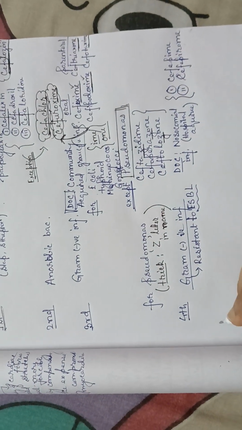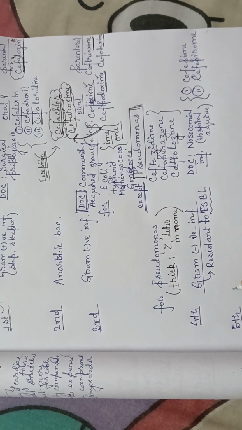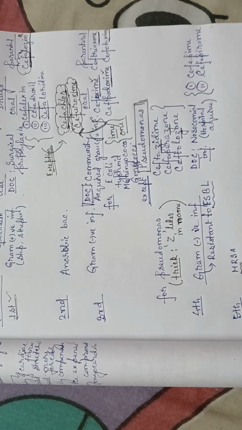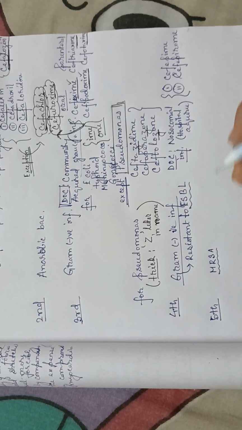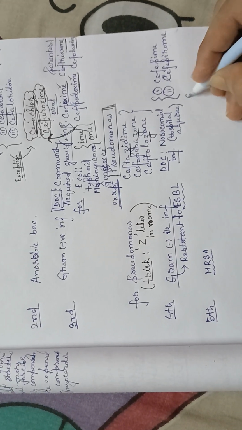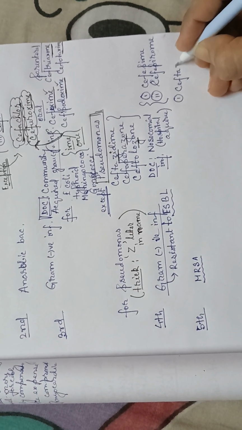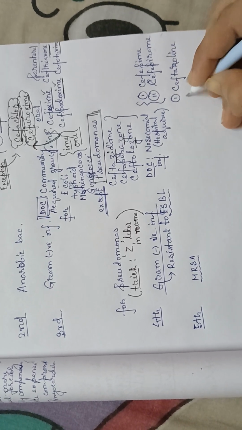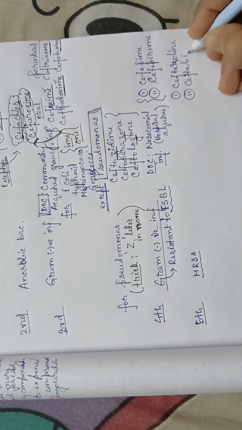Next, the fifth generation of cephalosporin. It is for MRSA, methicillin resistant Staph aureus. Here we also have to remember two drug names, ceftaroline and second ceftobiprole.